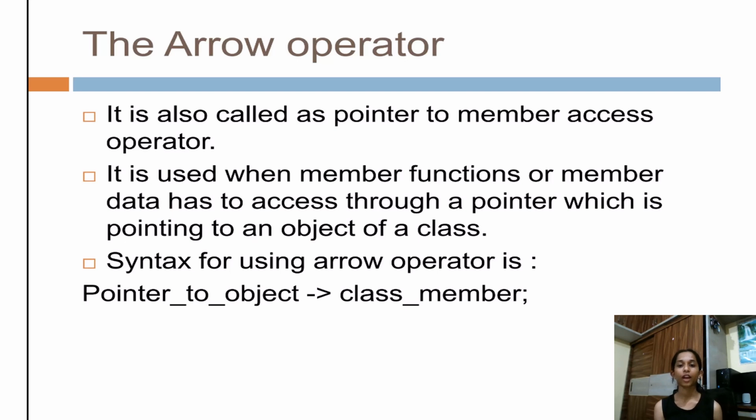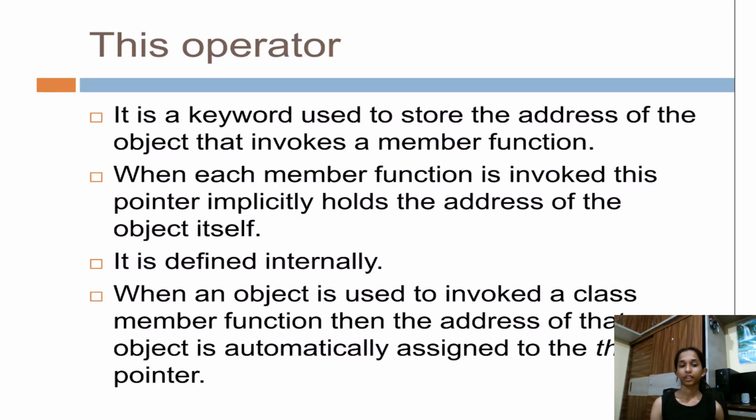The syntax of using the arrow operator is pointer to object followed by the arrow mark, class member, and a semicolon at the end. Next, the this operator is a keyword used to store the address of the object that invokes a member function. When each member function is invoked, the this pointer implicitly holds the address of the object itself. It is defined internally. When an object is used to invoke a class member function, then the address of that object is automatically assigned to the pointer.